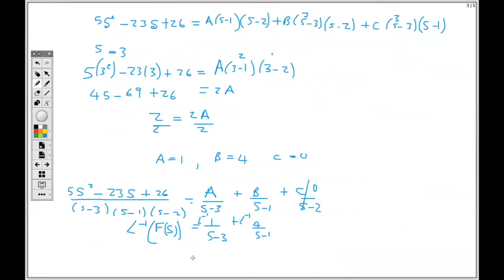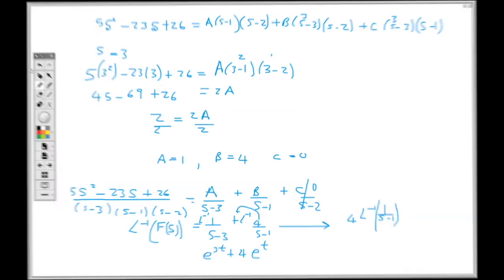Now the inverse of 1 over s minus 3 will be e to the 3t, plus the transform of this, I'll carry the 4 outside, so I'll have 4, then e to the t. Just a reminder that I just factor out the 4 and find the inverse Laplace of 1 over s minus 1, and that is what gives us e to the t. And that's it. So this is the solution of the differential equation using Laplace transform.